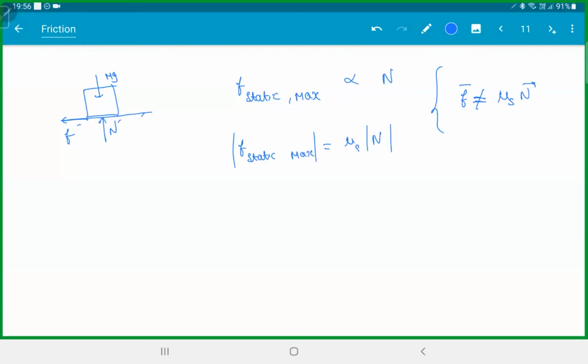Because F and N bar are perpendicular to each other. This is mu static times the magnitude of N bar. You're only comparing the magnitudes. Directions are different. This is the important thing to see here. So mu S is called the coefficient of static friction. It depends on the material.